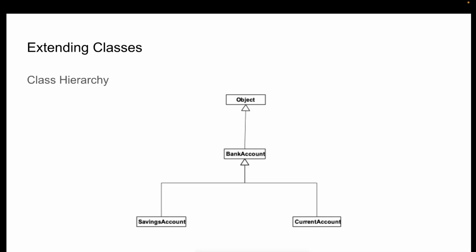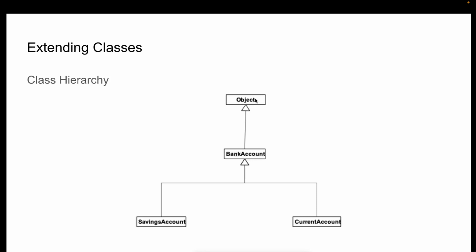So, extending classes. When you see this hierarchy, the Object class is at the top of the hierarchy, and then these are the classes you created: the bank account class, the savings account, and the current account. This bank account class acts as a parent class. For which classes? It acts as a parent class for the savings account and current account classes.